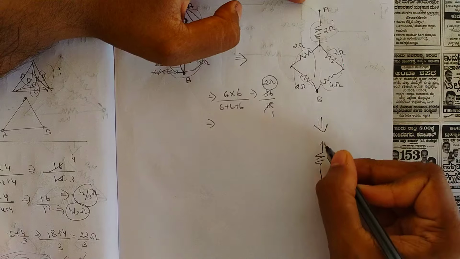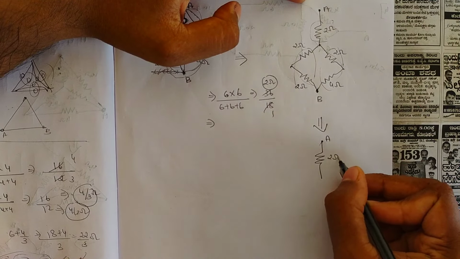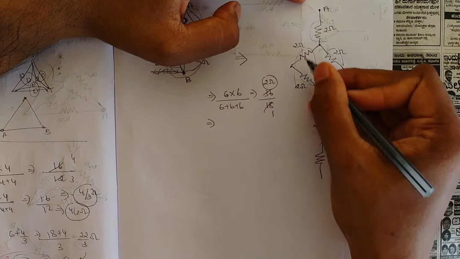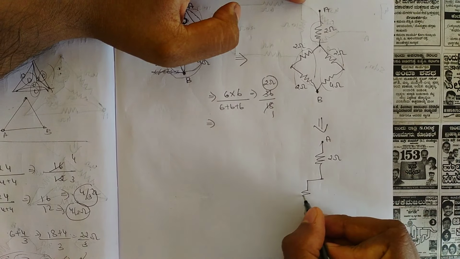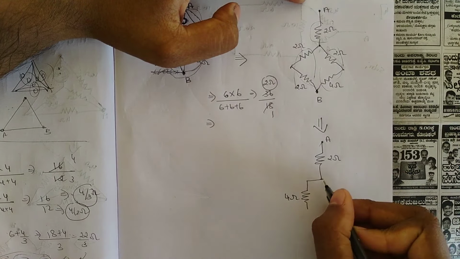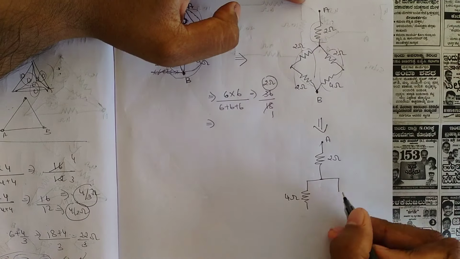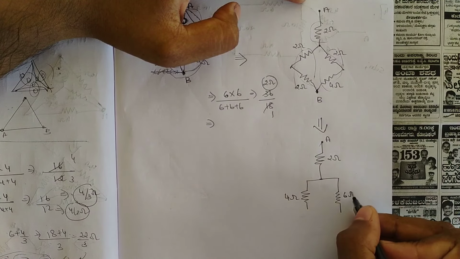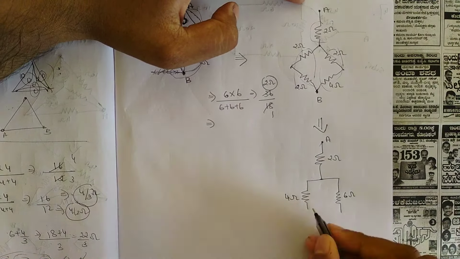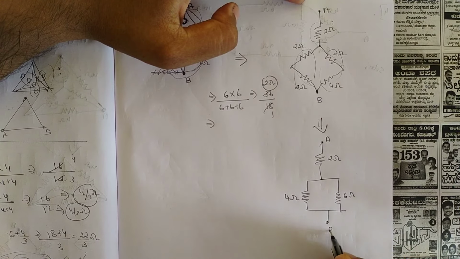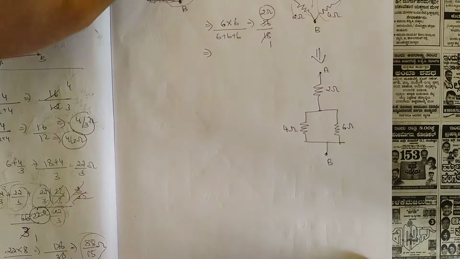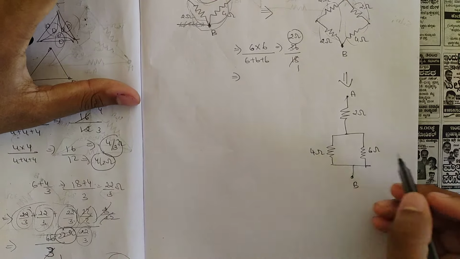That is, this is 2 ohm, and here we have 2 ohm plus 2 ohm, that is equal to 4 ohm, right? In this case also we have 2 ohm plus 4 ohm, that is equal to 6 ohm, right? And then B. Understood, right? Then these two are in parallel.